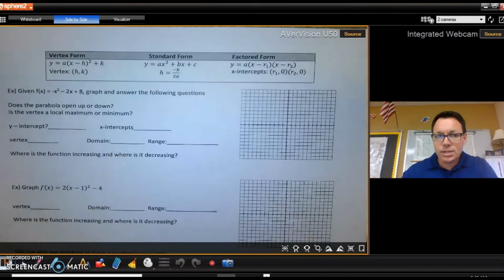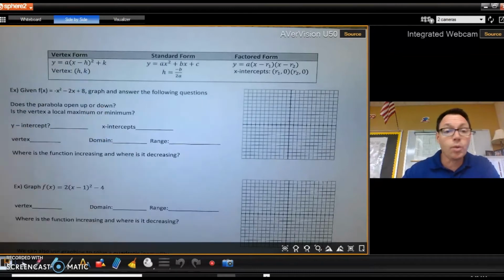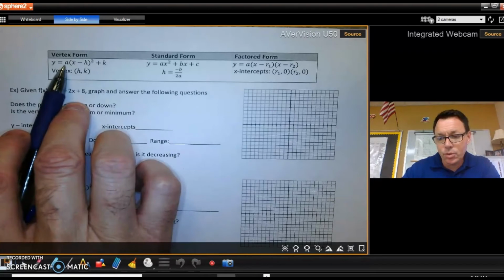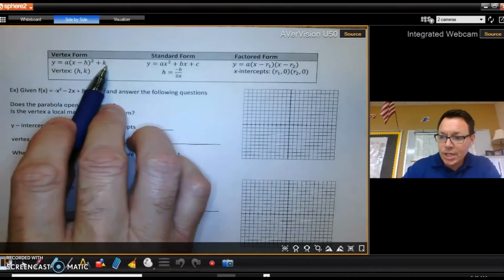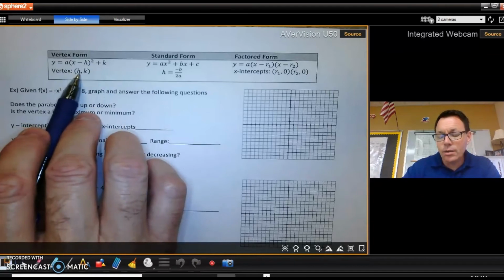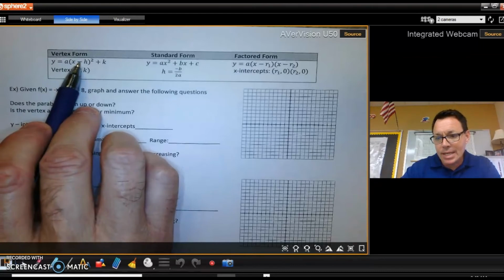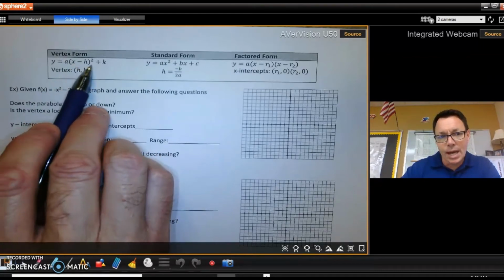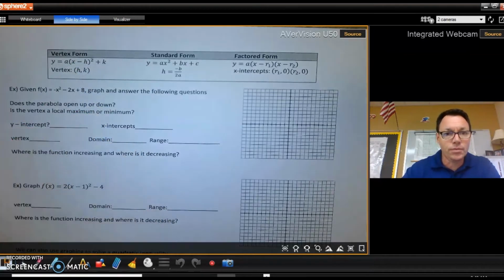Now, each of these has its own things that it can tell you about the function, or about the graph. Vertex form, the A out front will tell you whether the graph is opening up or down. Okay, the H and the K are the vertex. Now remember, what you're going to see is minus H, and this is just regular H. So remember, it's always the opposite of what you're seeing in the parenthesis. That's going to be the X coordinate of your vertex.